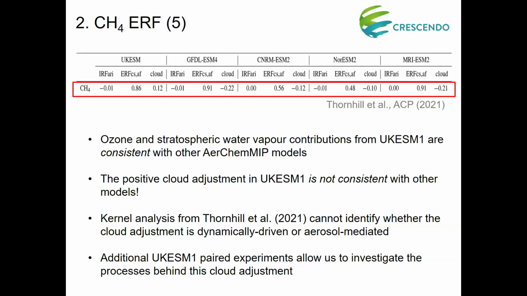So again, from Thornhill et al., she's broken the methane effective radiative forcing into different components: the instantaneous radiative forcing from aerosol radiation interactions, the clear sky aerosol-free forcing, and then the cloud radiative effect. And you'll see here that actually the UK's Earth system model is the only model that has a positive contribution from the cloud radiative effect. All of the other models have a negative contribution from the cloud radiative effect. So it appears as if this positive cloud radiative effect in the UK model may well explain why we have the largest forcing from methane than the other models.